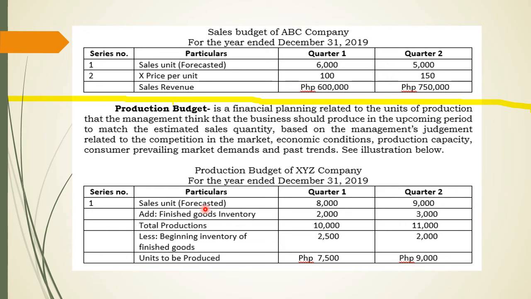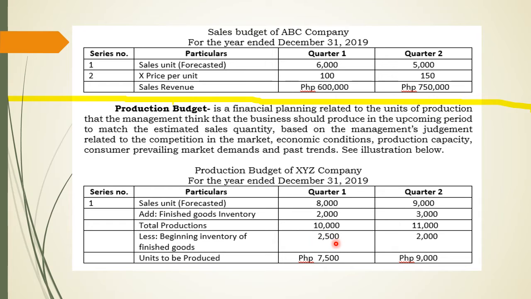Kinahanglan man to nimo i-add ang mga finished goods kay ibaligya man sad to nimo. So even if naa kay forecasted 8,000, tungod naa kay na-finish na goods i-add to nimo, so total production nimo is 10,000. So i-less nimo na siya didto ang 10,000 kay naa pay nabilin sa inyong bodega sa previous nga mga quarters, the amount of 2,500. So, 10,000 less 2,500, 7,500.